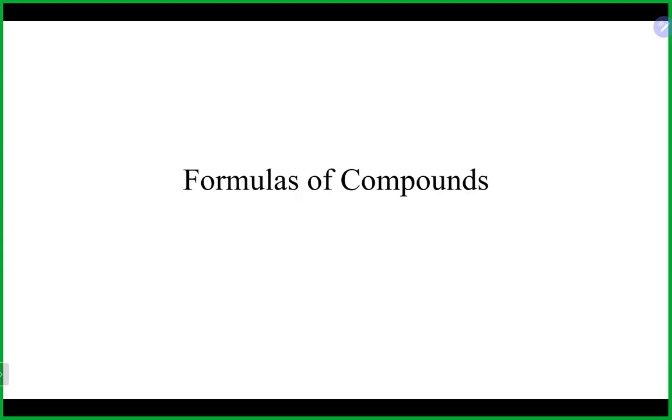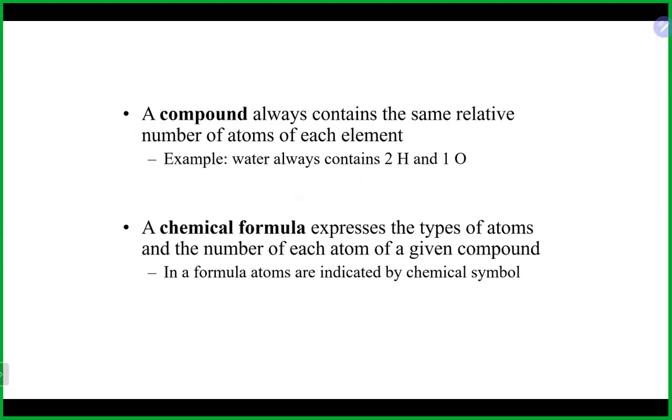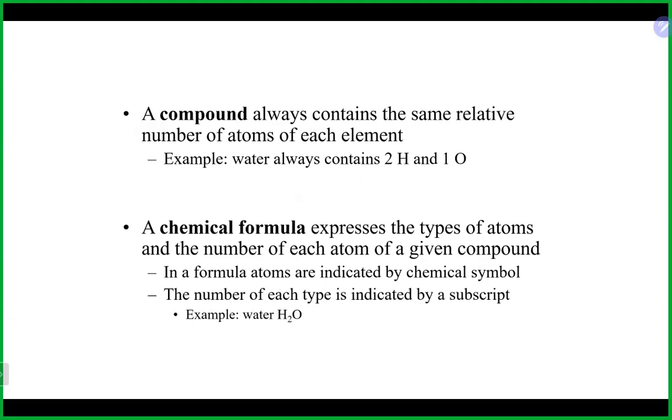First off, though, let's talk a little bit about formulas of compounds. A compound always contains the same relative numbers of each element. And a reminder, as we probably talked about previously, that we have basically elements, which are really your basic units that are represented by atoms. They're really as far back as you could go. So an atom is a basic representation of an element.